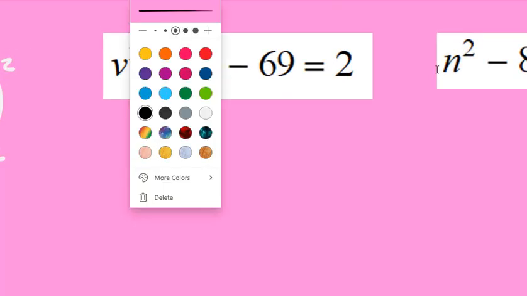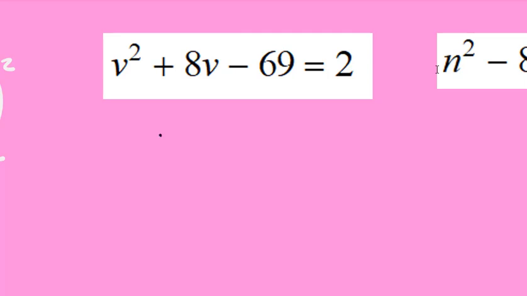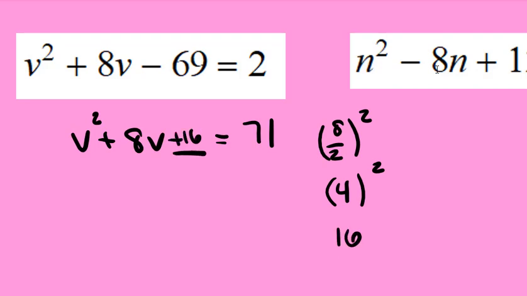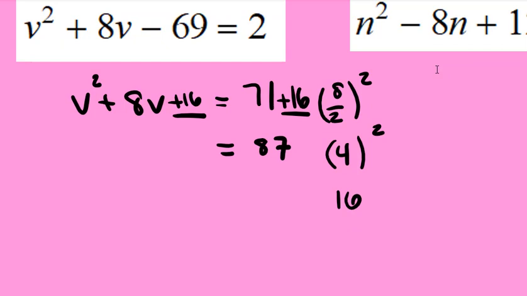Now, of course, very first thing, remember, we're going to move that 69 over to the other side. So we'll have v squared plus 8v equals, when you add that over, 71. Now, taking that 8, we take that value, 8, and divide it by 2, and square that. So 8 divided by 2 is 4, and when I square 4, I'll end up with 16. So I'm going to add plus 16 onto both sides. Now when we add 16 and 71, that gives us a total of 87. And then v squared plus 8v plus 16.